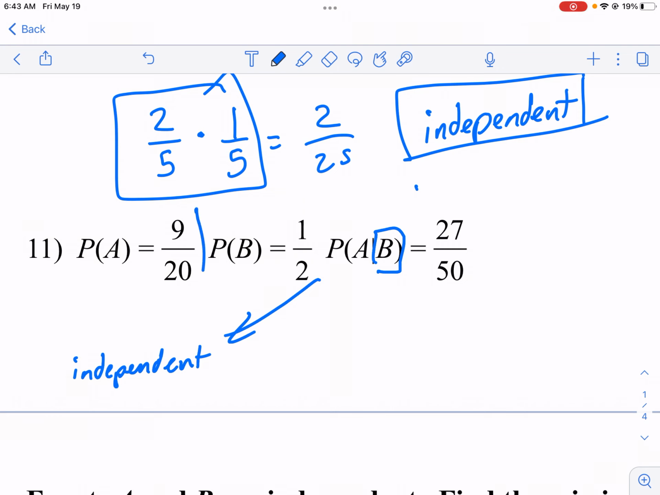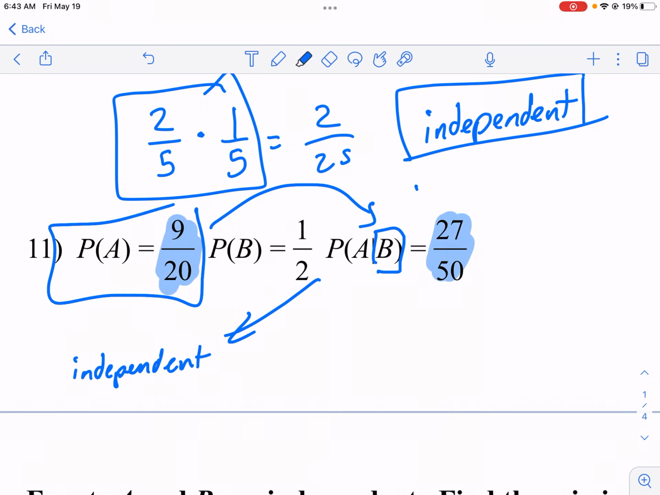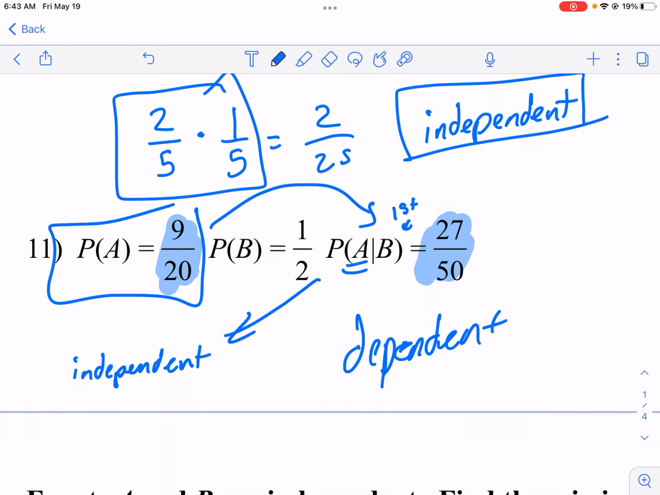So if this and this are equal, then it's independent. Clearly they're not equal, so it's dependent. Something's amiss. Something happens where the probability of A changes with B happening first. That's what that means. Okay, so that little slash there means B happens first, and this is the probability of A given B. So this is dependent, or you could write not independent. Either one of those.